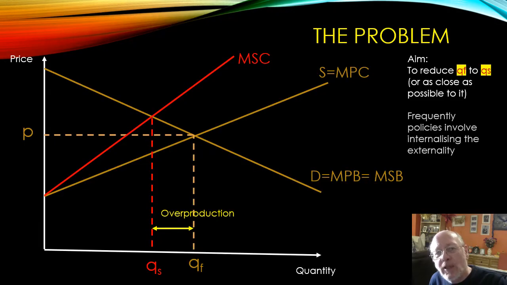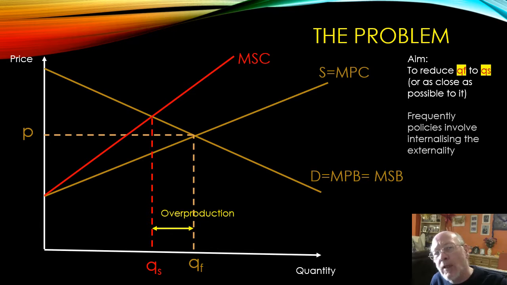So with negative externalities, the problem is that the free market left to itself would be producing too many goods. They'll be producing QF goods. Society would like us to produce QS goods. So our aim is to get QF as close as possible to QS as we can.